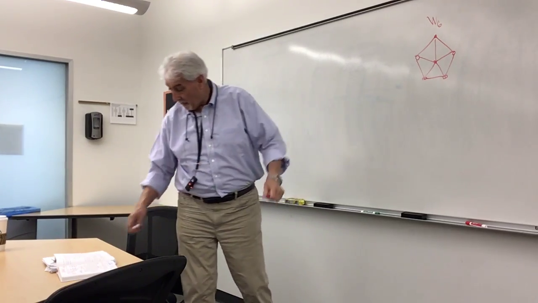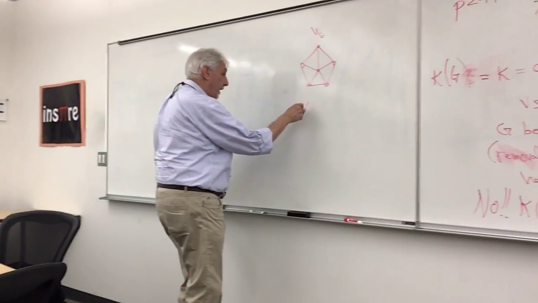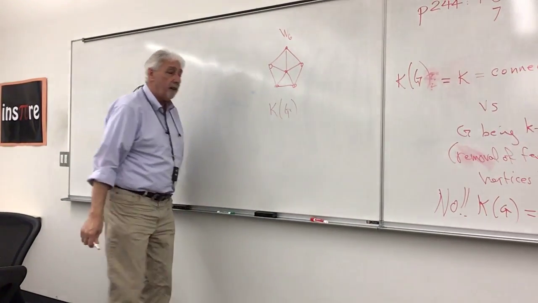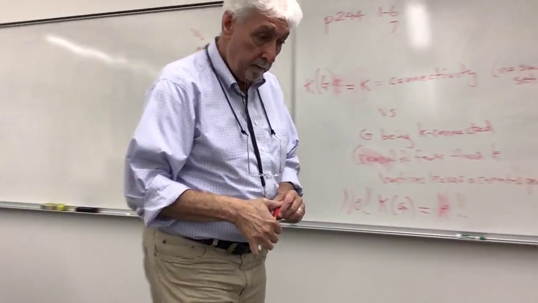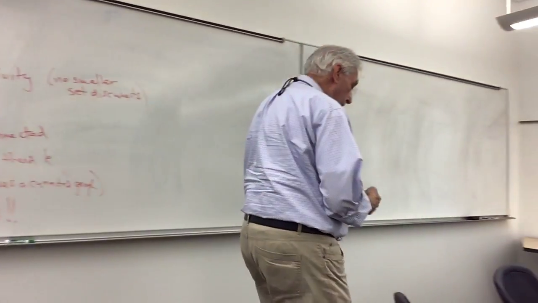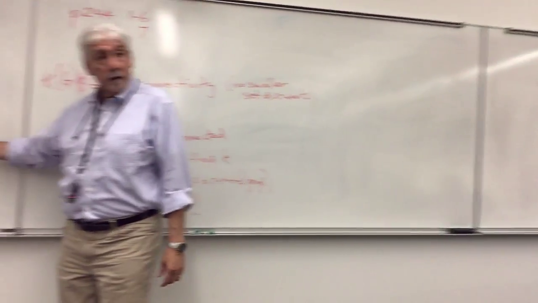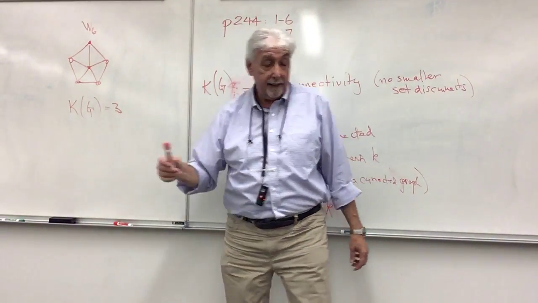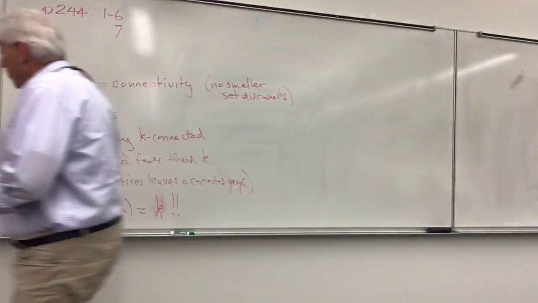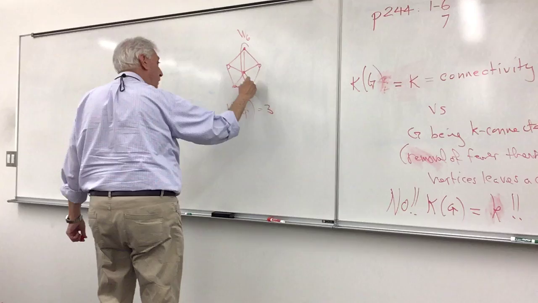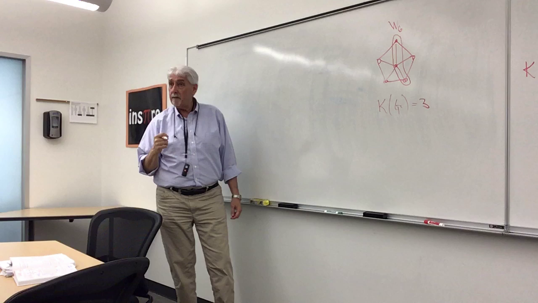But it is 3-connected. So part IV is no. And then we also know that the connectivity of G, the smallest set of vertices that disconnects this graph, is equal to 3. Can you give me a set of 3 vertices that disconnects this graph? The top, the middle, and any one at the bottom. The removal of those 3 vertices disconnects this graph.